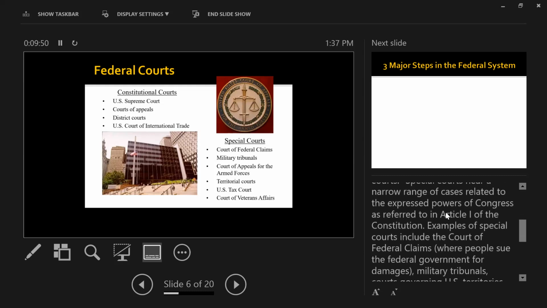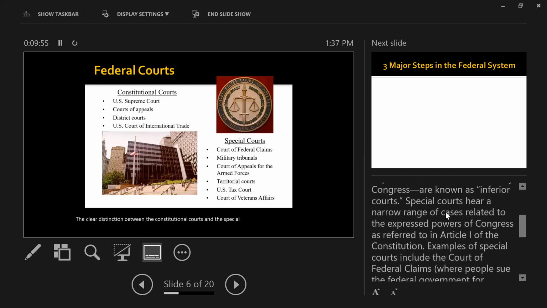The clear distinction between the constitutional courts and the special courts is that the special courts hear cases related to the powers of Congress. So again, special courts hear a smaller amount of cases that are directly related to the power of Congress.